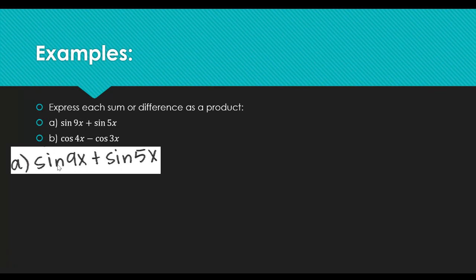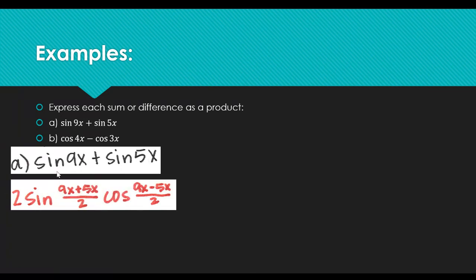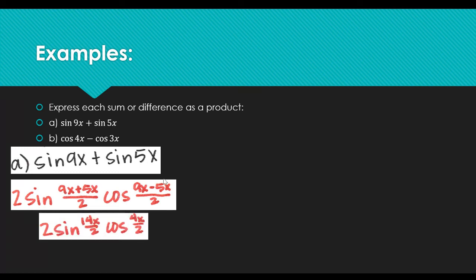So letter A, we have sine of 9x plus sine of 5x. So we put our 2 out front, and then we have sine of first thing plus second thing over 2 times cosine of first thing minus second thing over 2. So 9x plus 5x is 14x. 9x minus 5x is 4x, and we can simplify this down a little more. 14x over 2 is 7x, 4x over 2 is 2x.